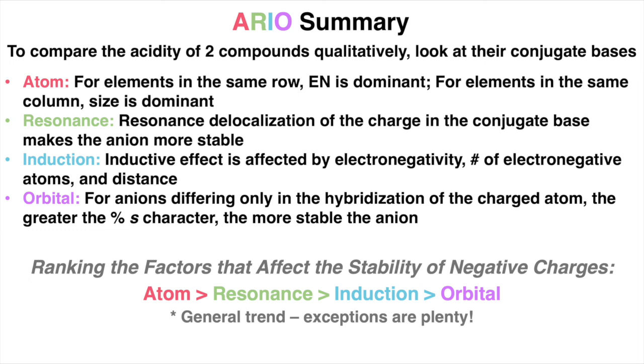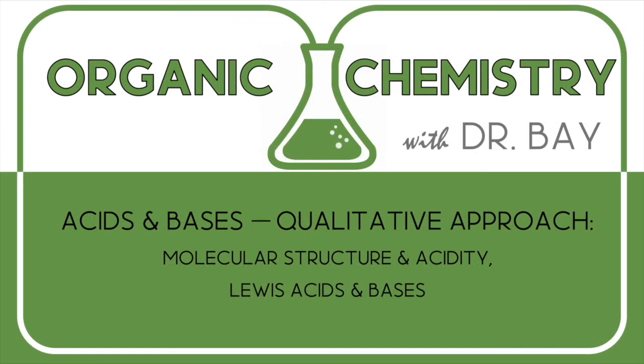And lastly, for anions differing only in hybridization of the charged atom, the greater the percent of s character, the more stable the anion is. In terms of ranking, atomic factors are most important, and then take a look at resonance, then induction, and orbitals as the least important of the four factors.